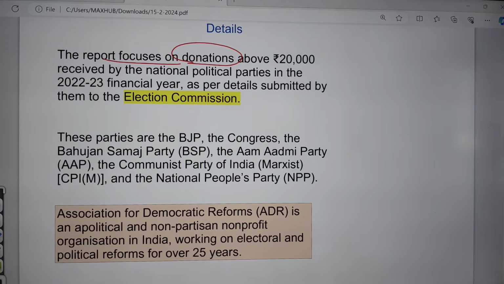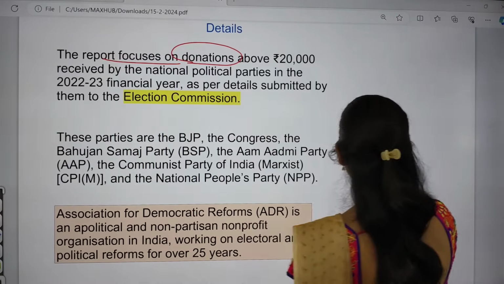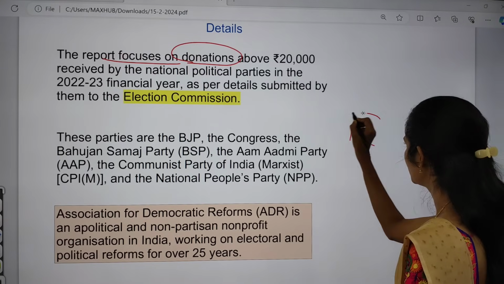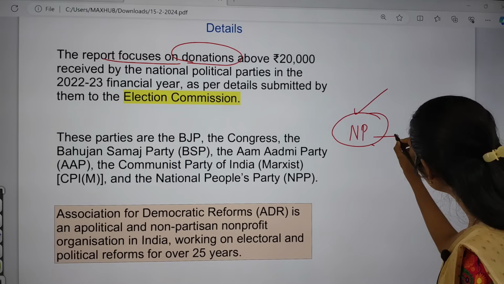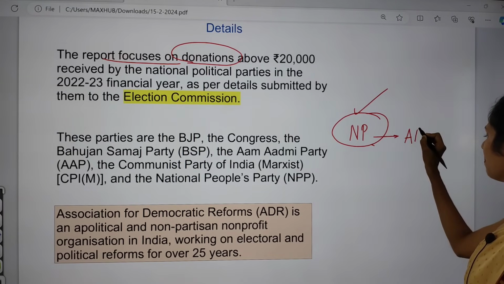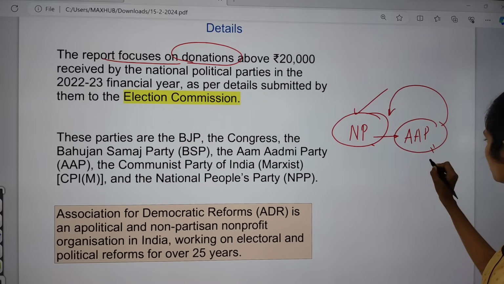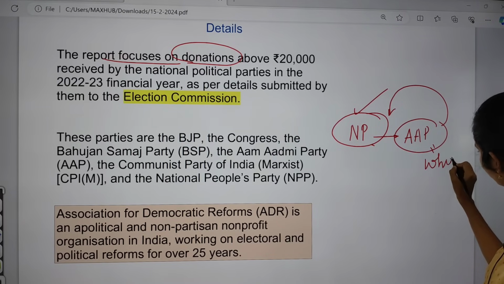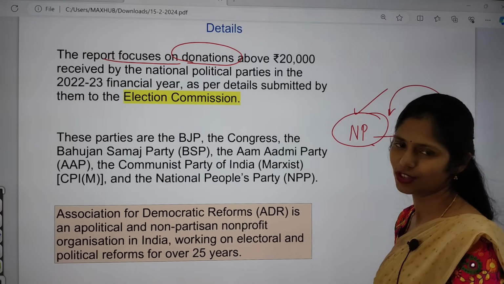by national political parties. I want to give you homework, students. You have to know the criteria for a political party to be called a national party. How many national political parties are there? Recently AAP, Aam Aadmi Party, also got national party status. What is the reason? Why? This is your question, so find the answer.